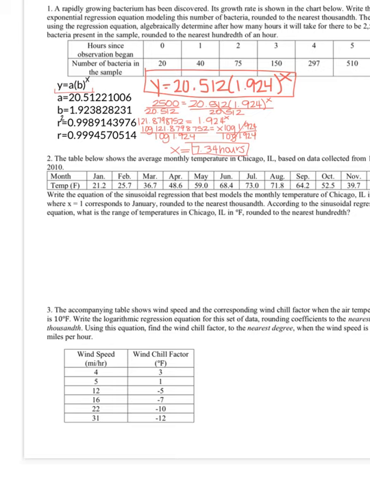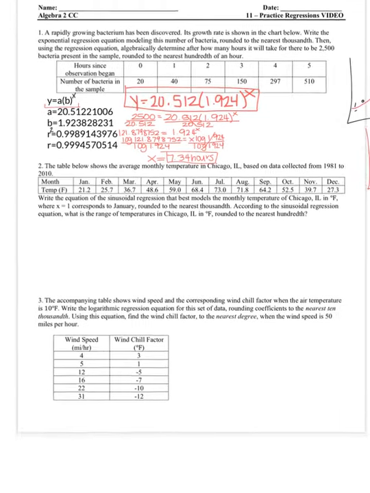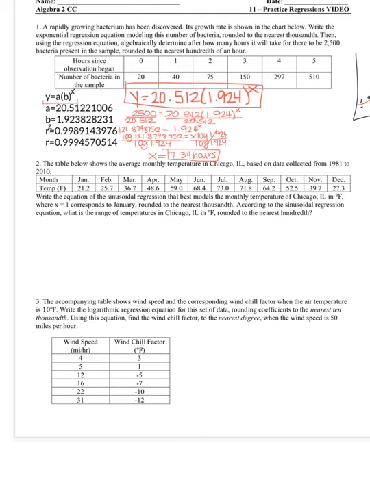So write the equation. What are we even talking about here? We're talking about the monthly temperature in Chicago, January to December. Write the equation of the sinusoidal regression that best models the monthly temperature in degrees Fahrenheit, where x equals 1 corresponds to January. So the month number is the x number, because you can't type in January, February, March. You're going to type in 1, 2, 3, 4, 5, and all of the month numbers, 1 through 12.